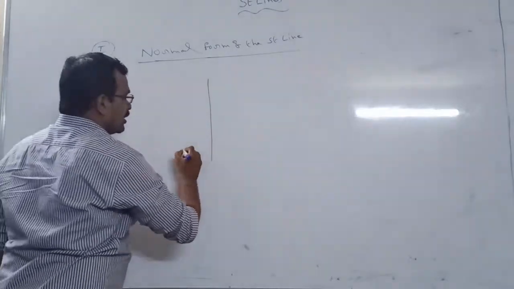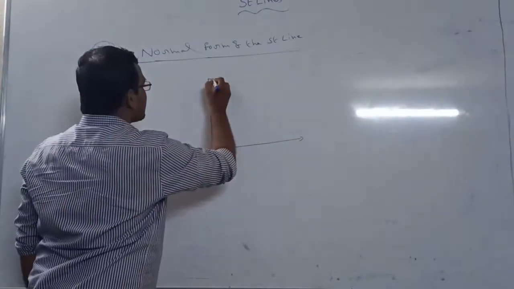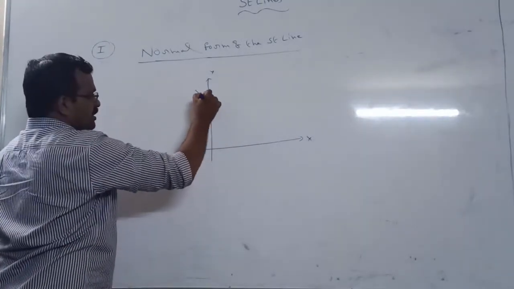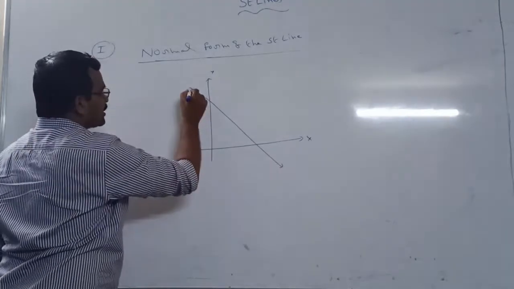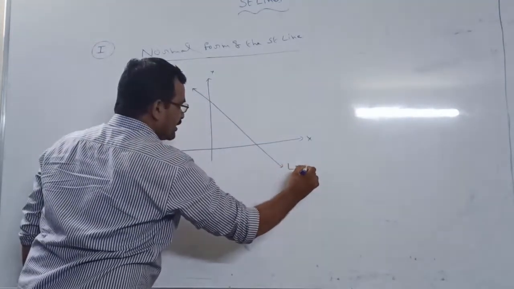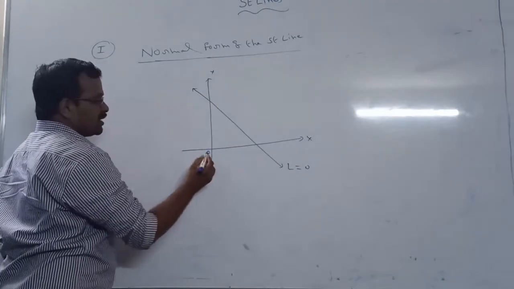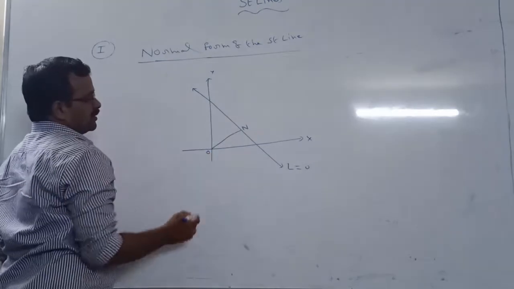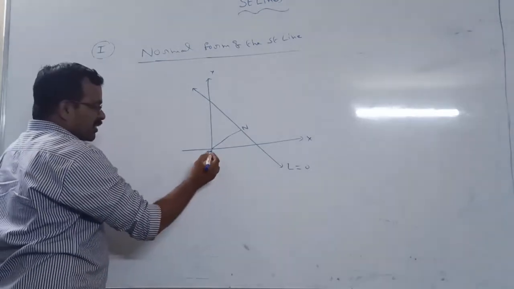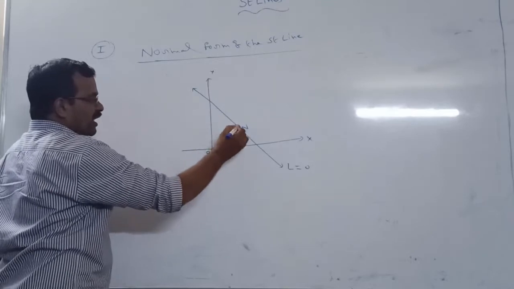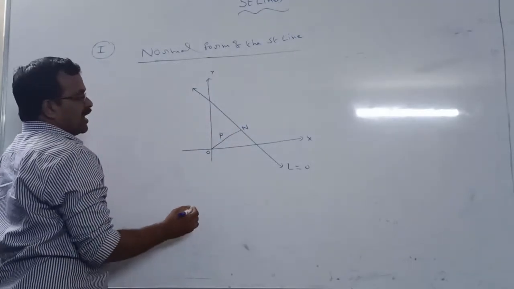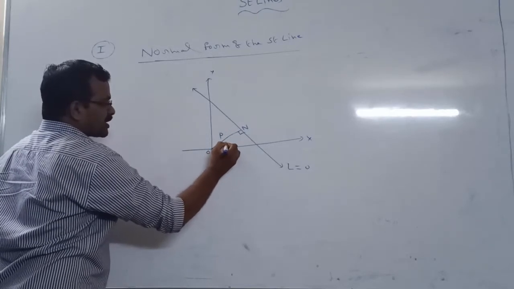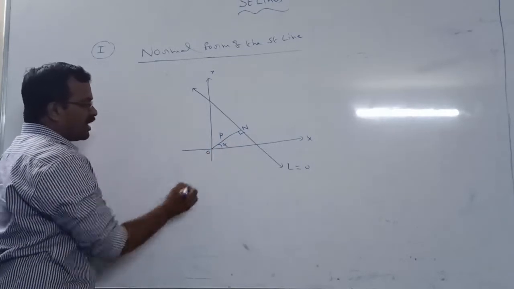Suppose this is the x-axis and y-axis, and L equal to 0 is any line. This is the origin. Draw the normal ON. The length of the perpendicular from the origin to the line is small p, and the angle made by the normal with respect to the x-axis in the positive direction is alpha.